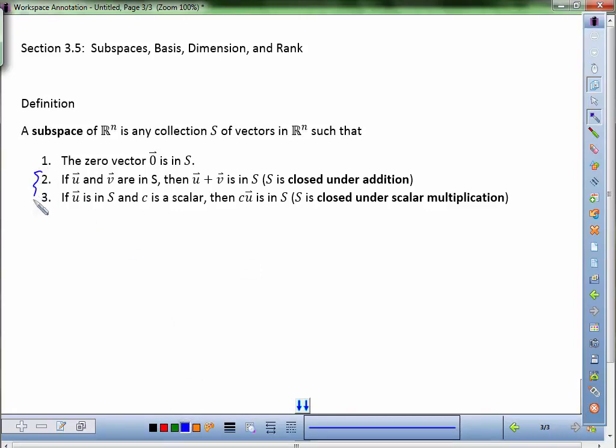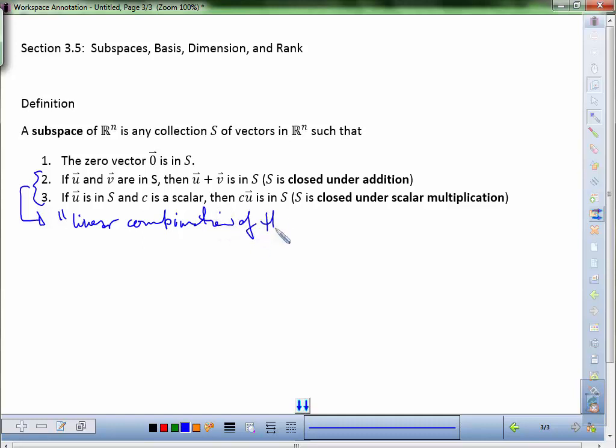Before we try to visualize it, conditions 2 and 3 can actually be combined into one condition where we're taking a look at a scalar multiple of those vectors, or a linear combination of those vectors. So any vectors you have in the collection S, we can take a look at any linear combination.